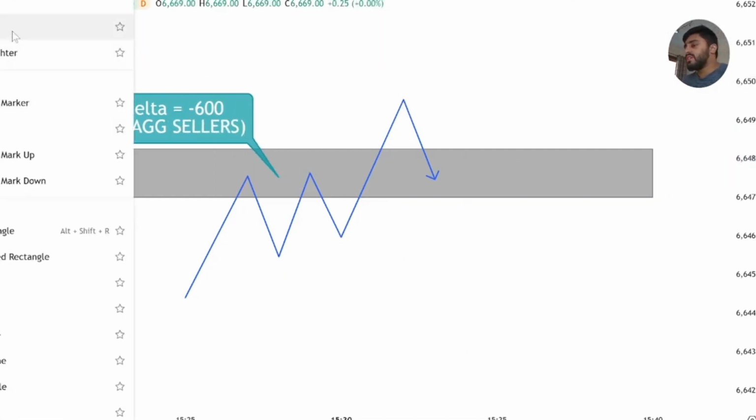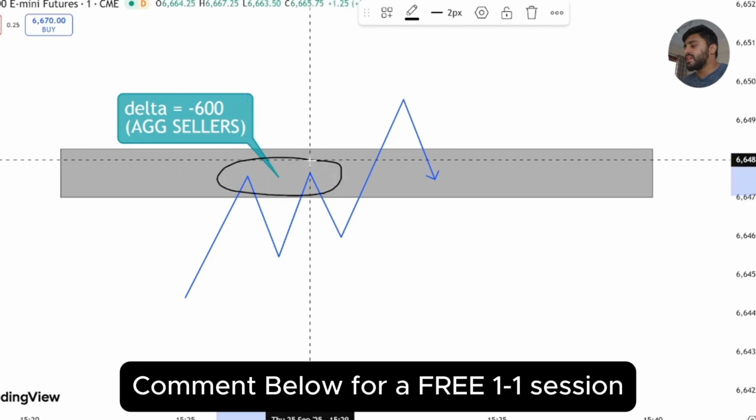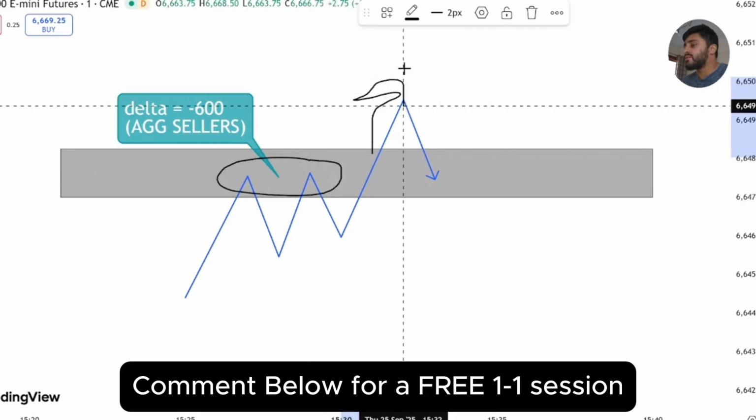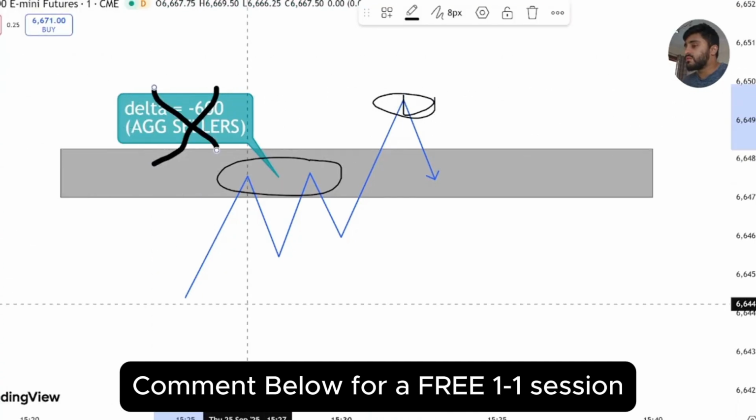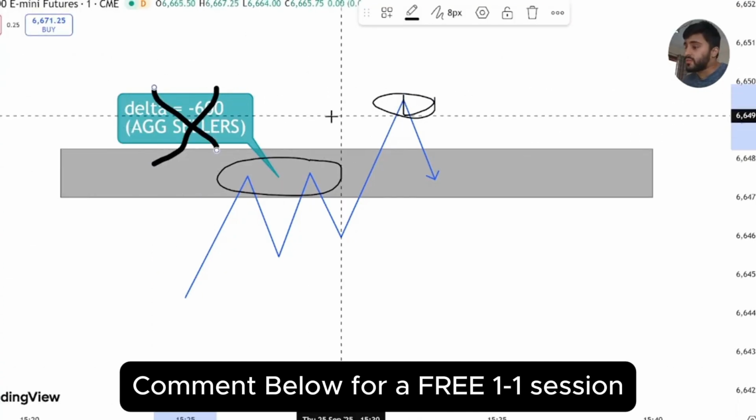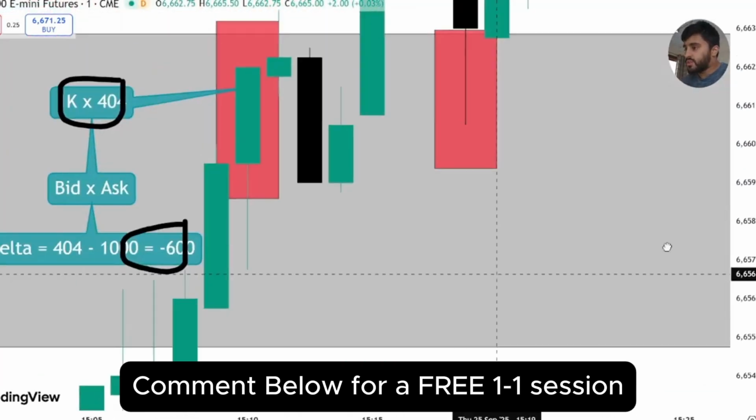Now, if you think about it like this, if there's a lot of aggressive sellers here and we shoot up above the level like this, so let's say we shoot up above the level, what does that show you about all these aggressive sellers? These aggressive sellers are what we call, they failed, right? They're trapped, they failed, they're being absorbed. So that is what we saw over here.